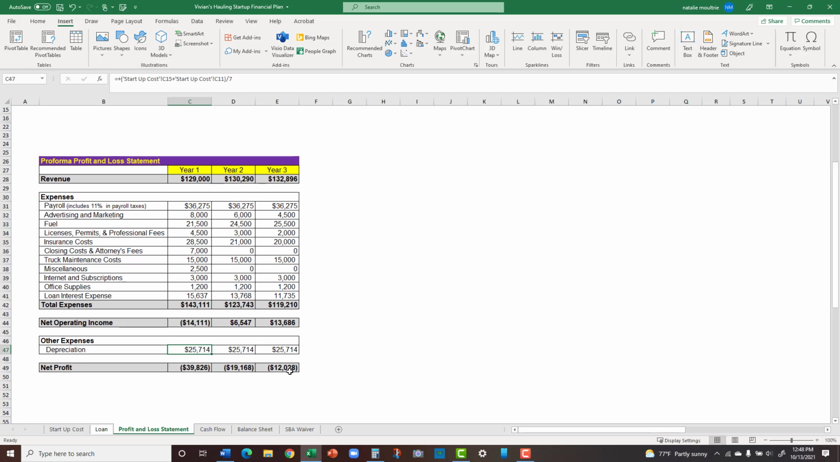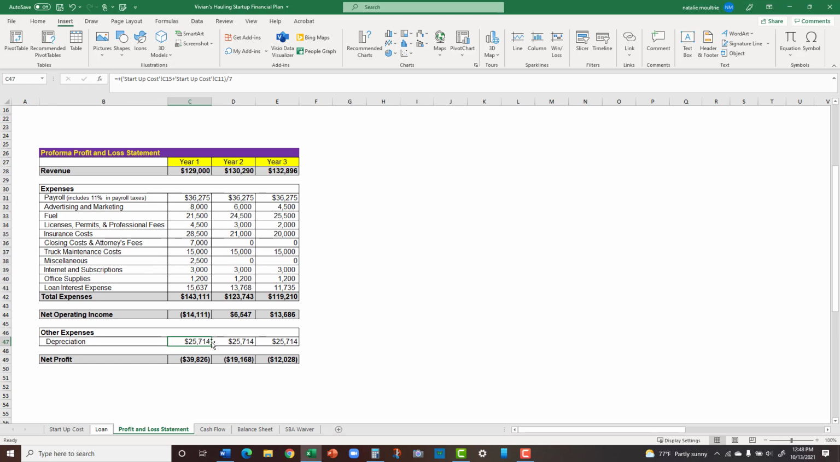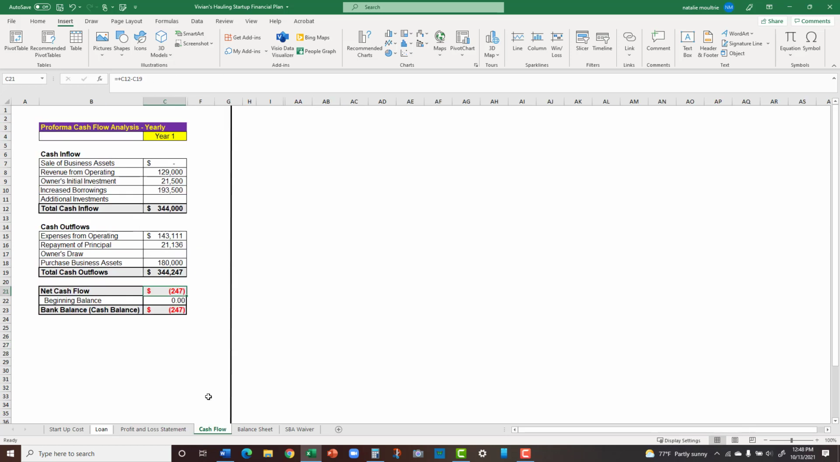All right. So at this point, let's take a look at how these numbers are going to impact our cash flow. Remember, we said that the cash flow lets us know how much money we have in the bank at the end of the year or during any specific period of time. So let's take a look at the cash flow for year one. All right, so we're going to look at our cash inflows, our cash outflows, and what we have left at the end of the year.